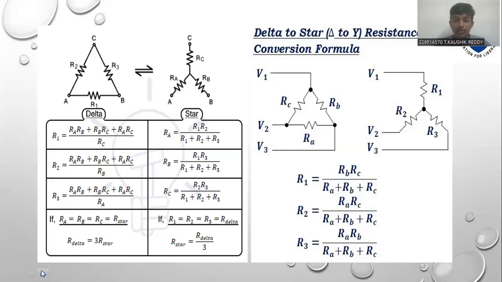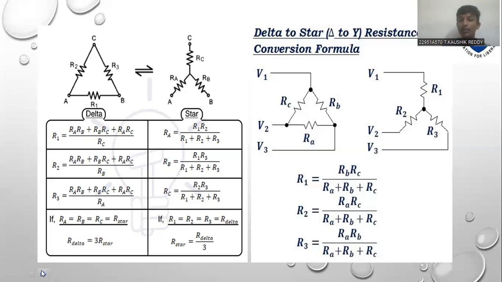So the star conversion: RA is equal to R1 R2 by R1 plus R2 plus R3. RB is equal to R1 R3 by R1 plus R2 plus R3. RC is equal to R2 R3 by R1 plus R2 plus R3. If the three resistances and R delta are equal, then we get R star is equal to R delta by 3.